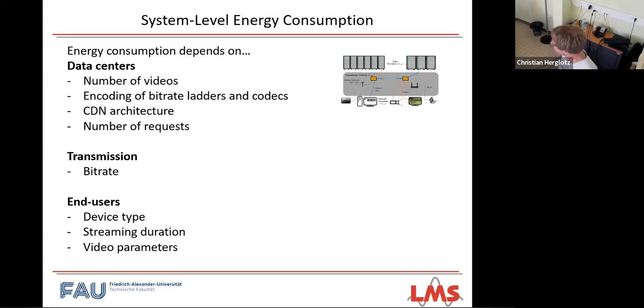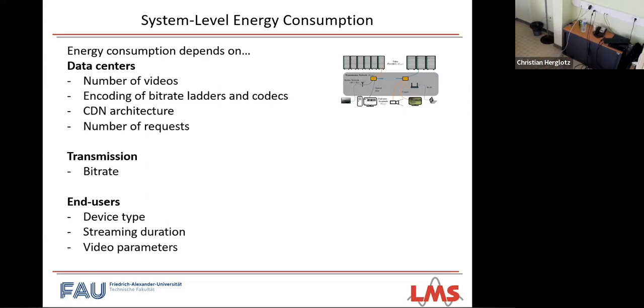For transmission, it is quite simple in the end. At least that's what I found in the literature. It's only the bitrate, and that only partially, because the transmission network is always running 24/7, at some load. It's always something like a base power. Even if there were no transmission at all, you would have quite a high base power that it consumes in an idle mode. If you add some additional bitrate, the energy would rise, but only a little. It's not like if you double your bitrate, you have twice the energy consumption of everything.